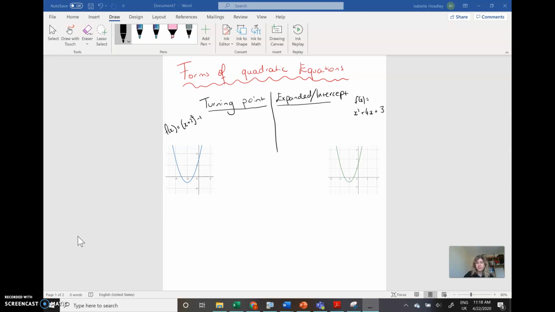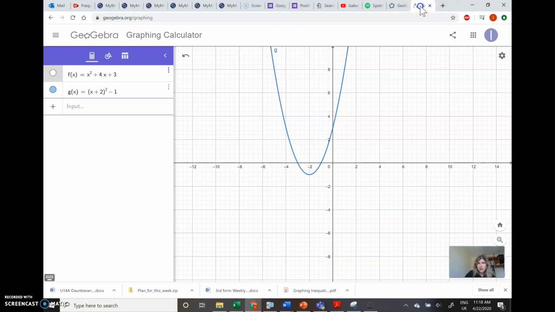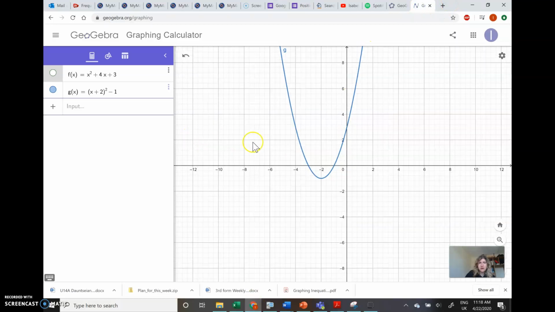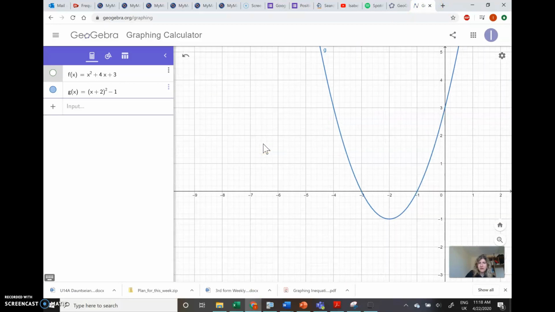Okay, so we have what we call an expanded intercept form, and this is the way that we generally write a quadratic, where you've got your x squared term, you have an x term, and you have a constant. Then we also have turning point form, and both of these, I'm going to show you on GeoGebra a bit bigger. Both of these give you the exact same quadratic.